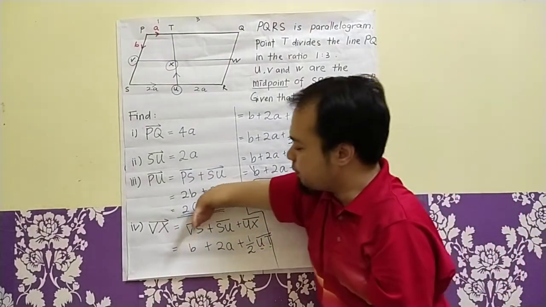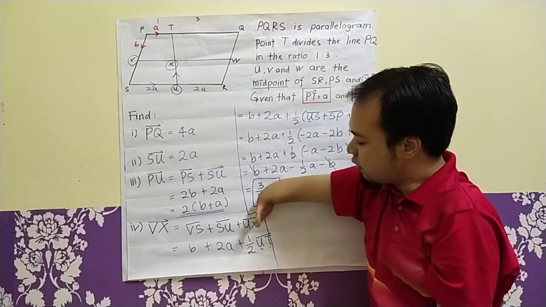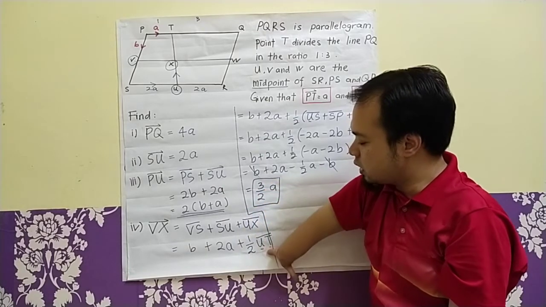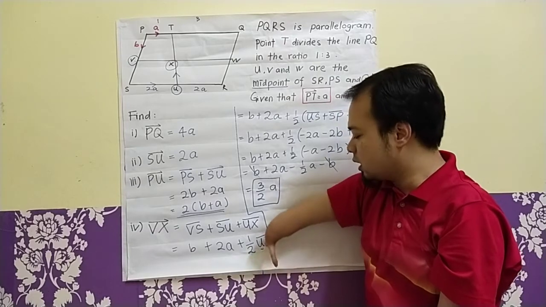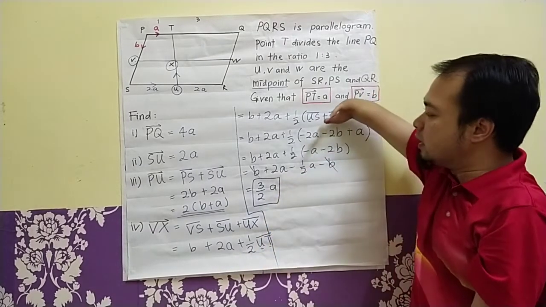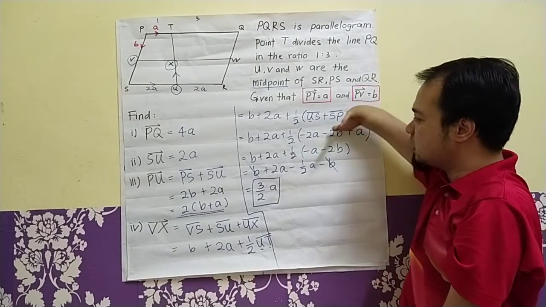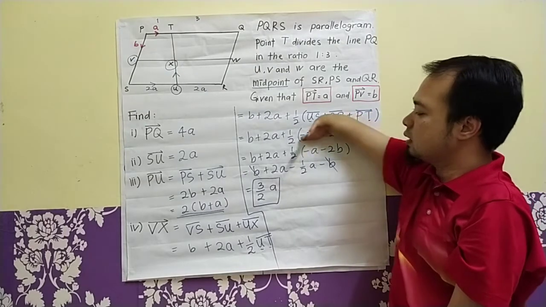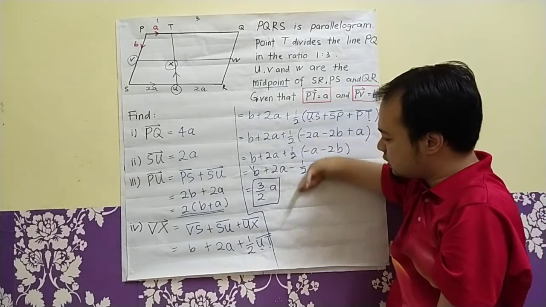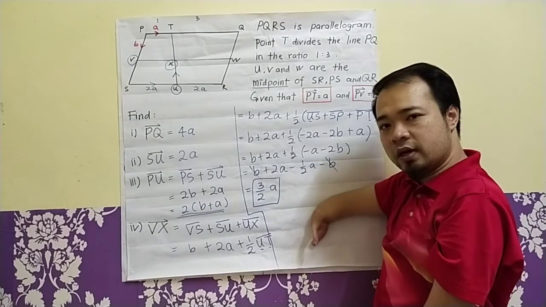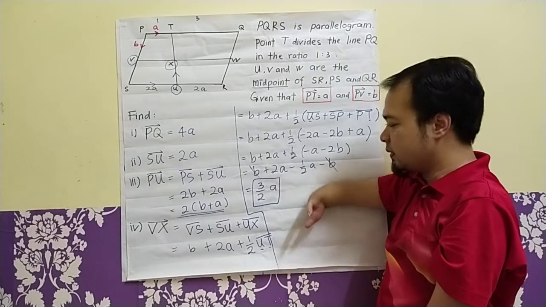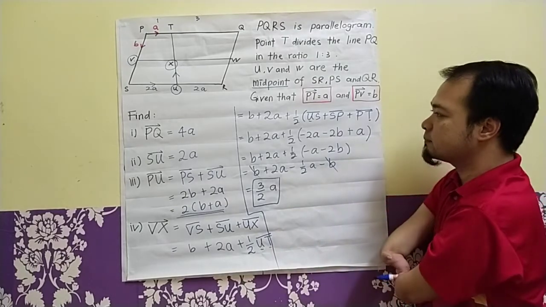You see the process. You create the path, and then for this UX, you use the ratio. Here I use the ratio of half of UT, and then from UT create another path for UT until you get it in terms of a and b like this. Then the rest is just algebra, just simplify. So far any question? Clear? Okay, next.